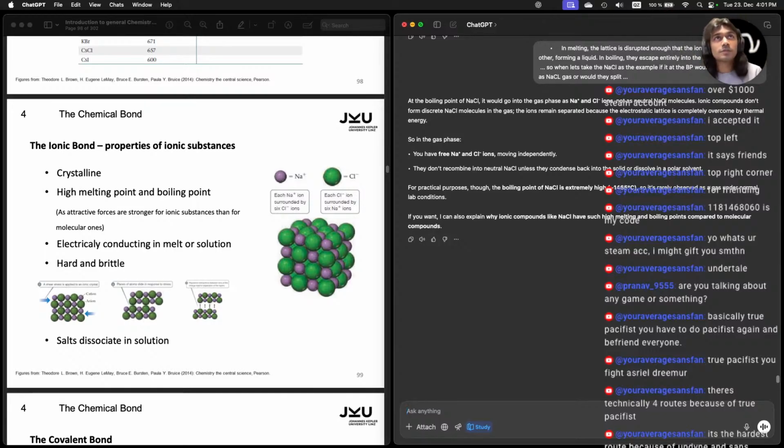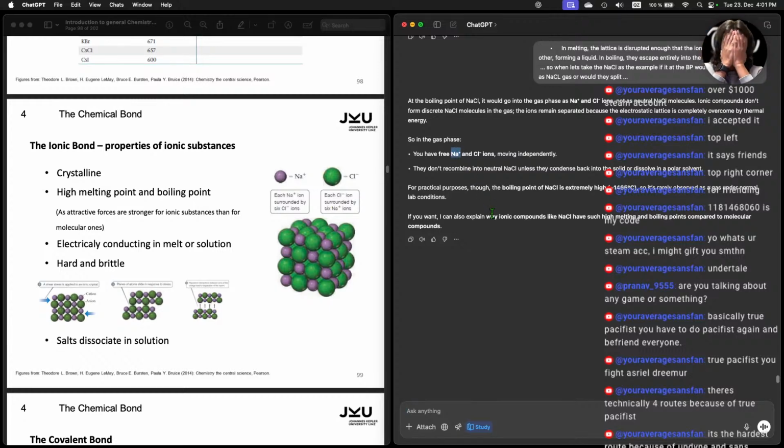At the boiling point of NaCl, it would go into the gas phase as Na plus and Cl minus ions, not as neutral. Ionic compounds do not form discrete NaCl molecules in the gas. The ions remain separated because the electrostatic lattice is completely overcome by thermal energy. So it's still in the ionic form.